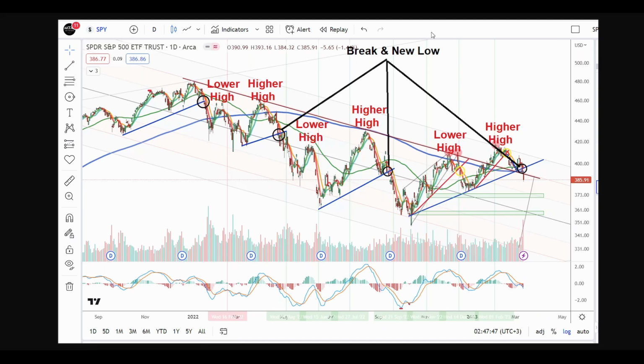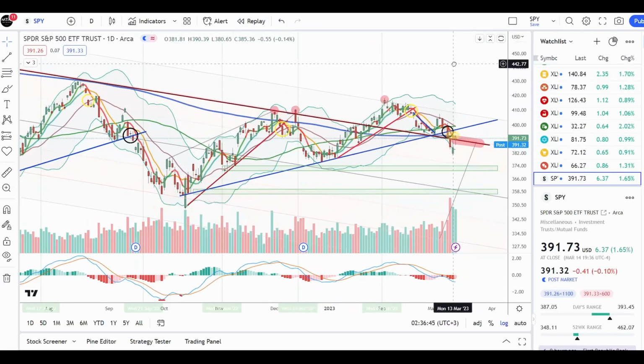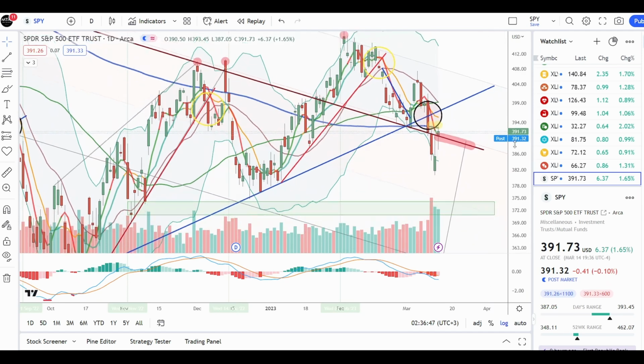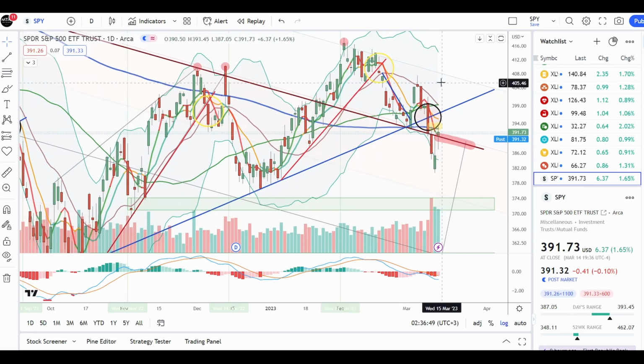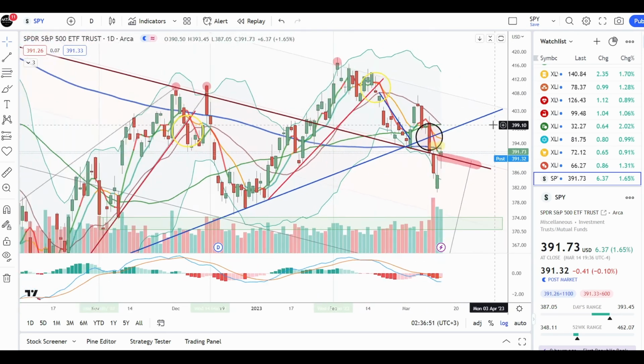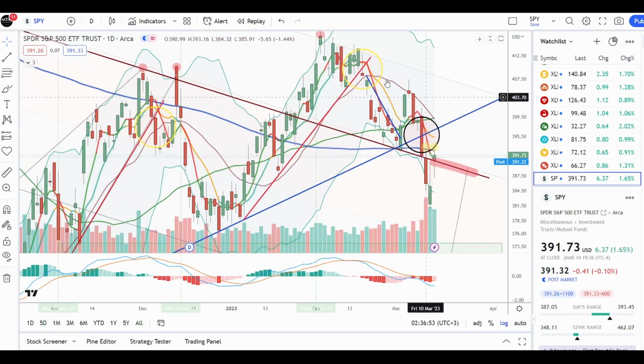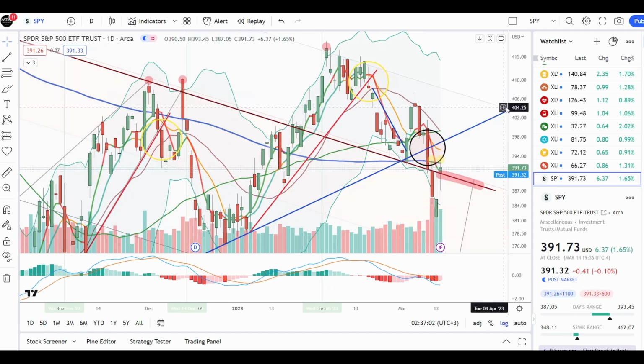Now, this systematic pattern has been happening in very distinct phases that I'm going to explain right now. The first is a break of a minor trend line that usually takes out the 20-day moving average. This dark red line, this dark red moving average is the 20-day moving average.